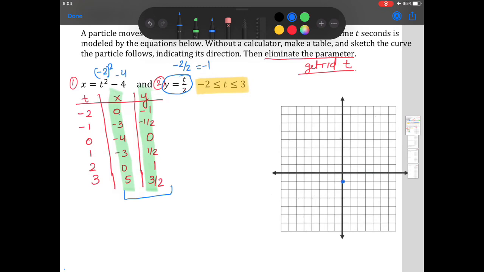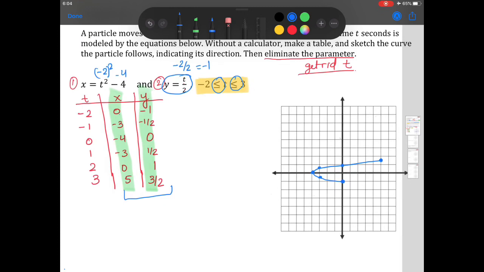So that's your point. And -3, 1/2, -1/2, 4, negative 4, 0, negative 3, positive half, 0, 1, and 5, 1, 2, 3, 4, 5, and 3 halves, which is 1.5, right? Look, these are both less than or equal to, so this will be a filled circle, and I'm going to connect these points.